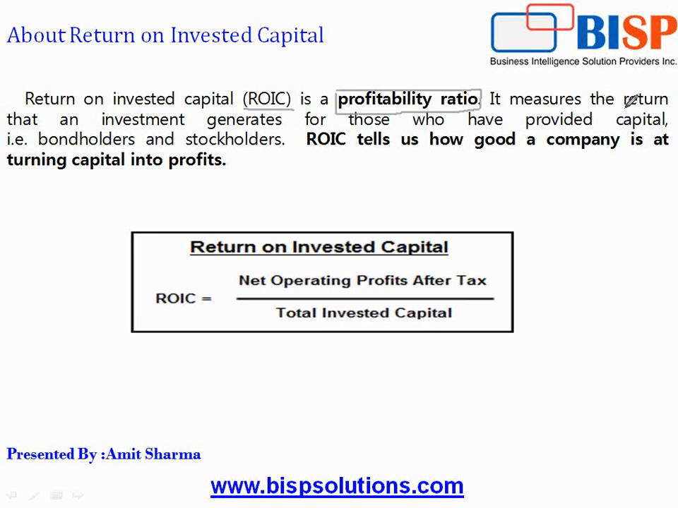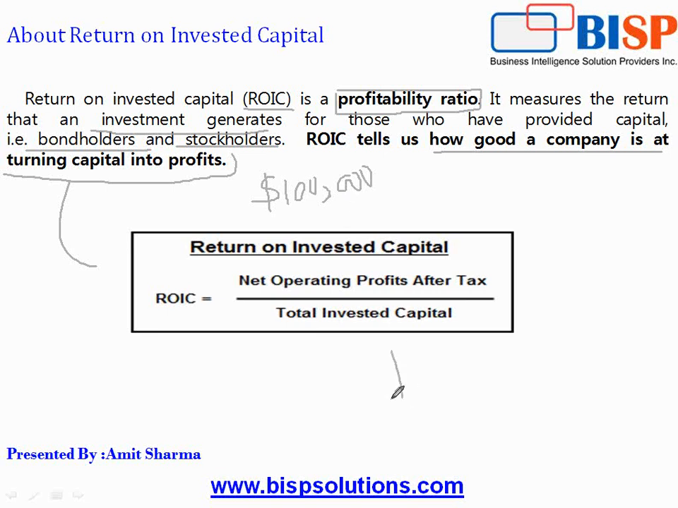It measures the return that an investment generates for those who have provided capital. Maybe as a stakeholder, I invest $100,000 in some company, and I would like to know how I'm going to have a return as a result of my $100,000 investment. So ROIC tells how good a company is at turning capital into profit, and therefore we use this formula. As a result of investing $100,000, how is it going to generate profit for me.